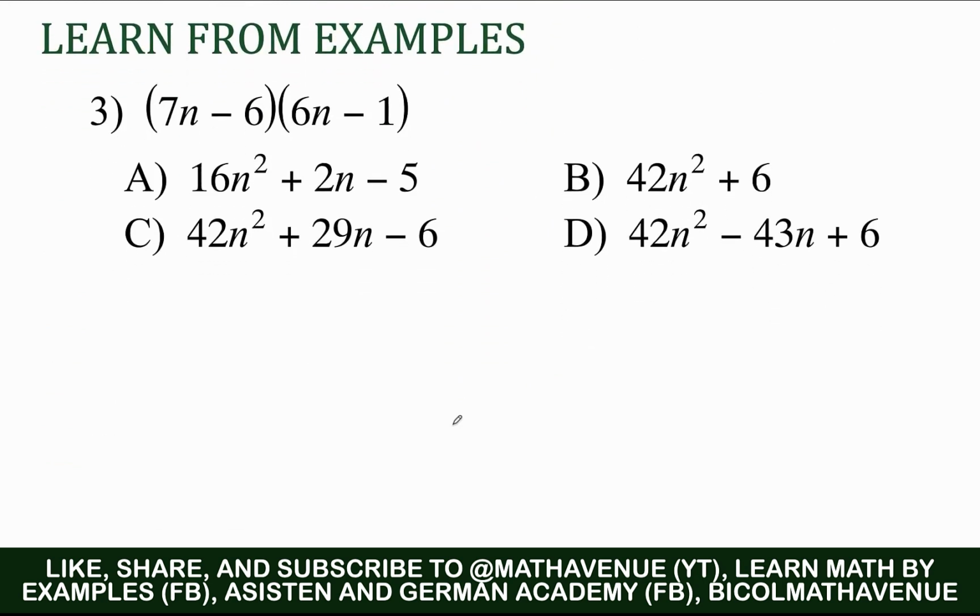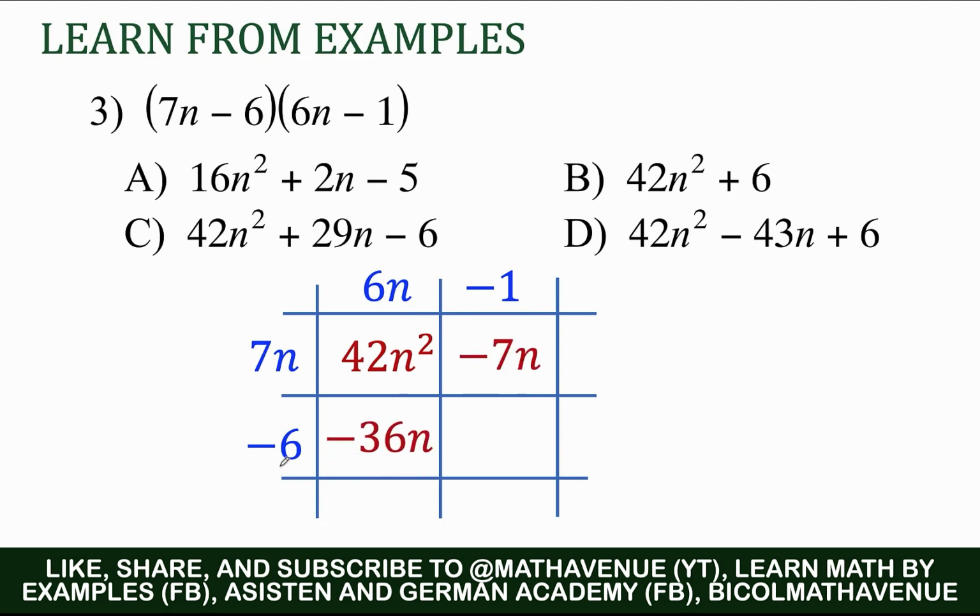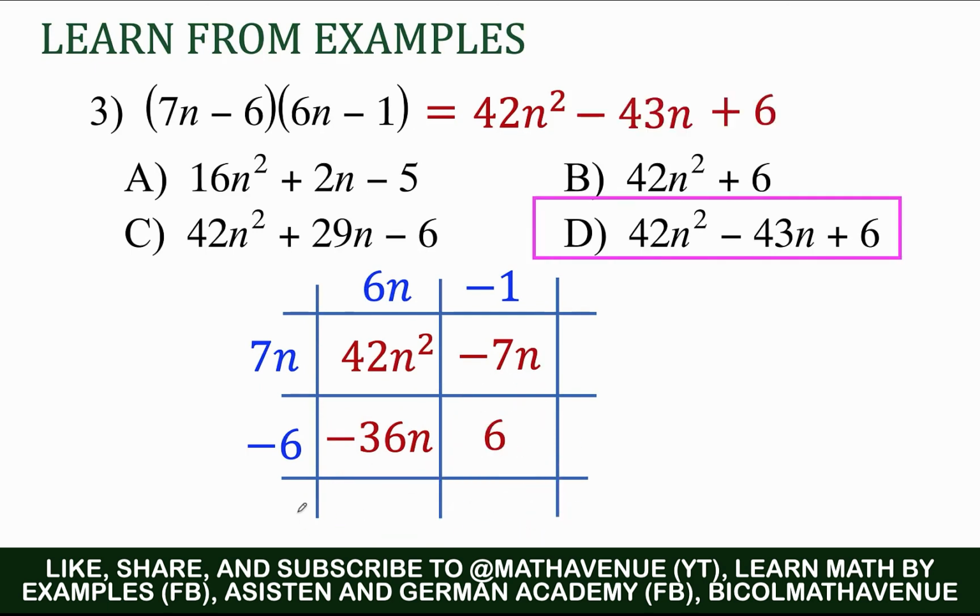Next problem. The quantity 7n minus 6 times the quantity 6n minus 1. So again, perform the multiplication using this table. 7n times 6n is 42n squared. 7n times negative 1 is negative 7n. Negative 6 times 6n is negative 36n. And negative 6 times another negative 1 is positive 6. Final answer: copy 42n squared. Then combine these like terms to negative 43n and copy 6. And we now have our answer, which is letter D.